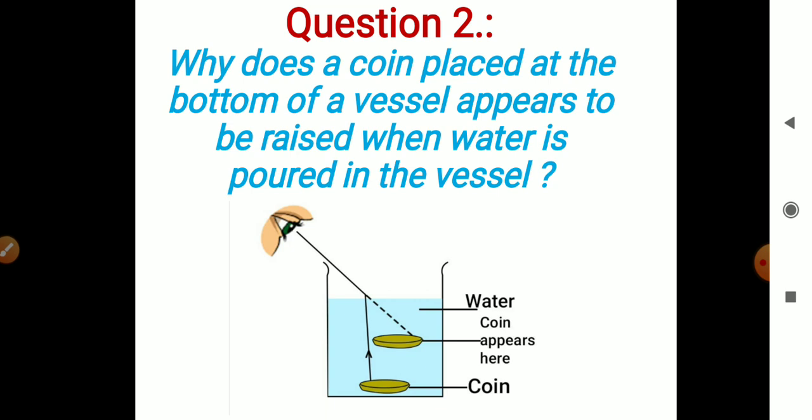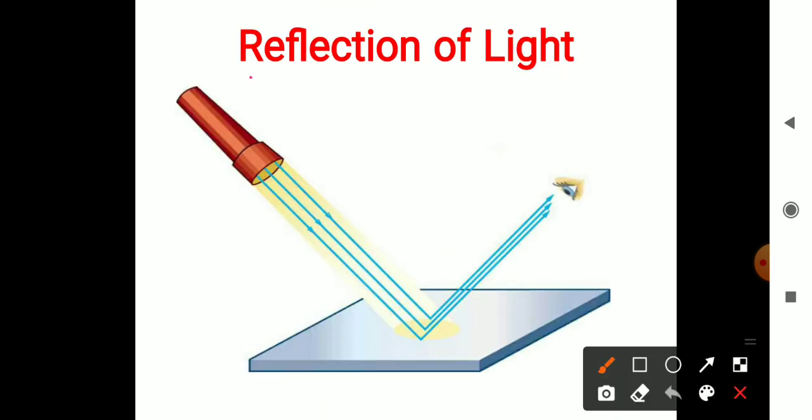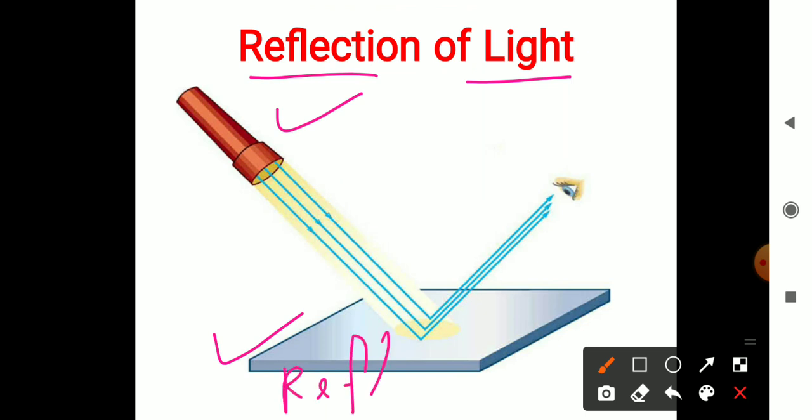First, we need to understand what is a reflection of light. Suppose there is a torch. When you switch on the torch, the light is emitted from the torch. This is a reflecting surface.